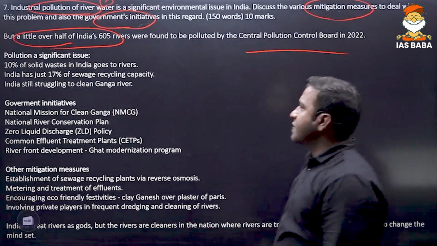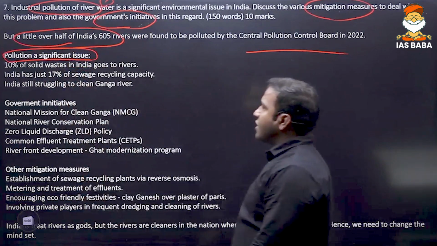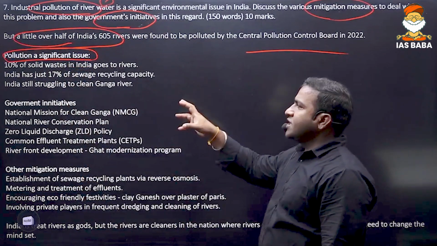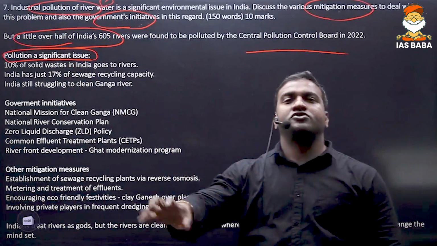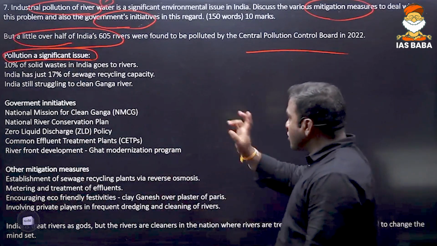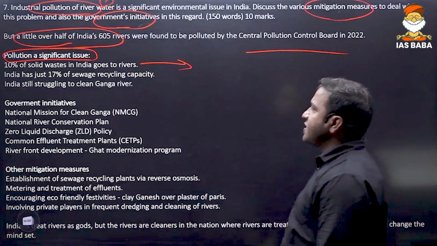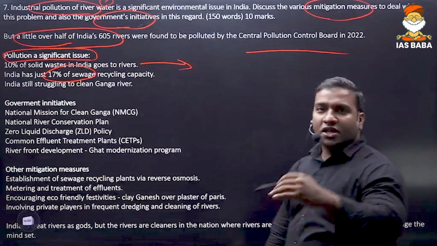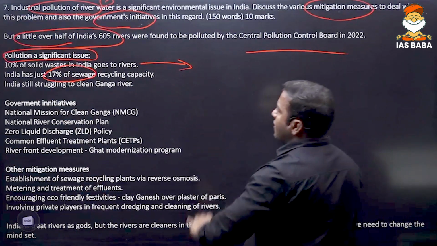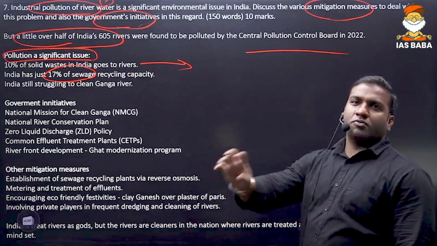Yes, and now pollution is a significant issue. How is it a significant issue? Now 10% of solid waste in India goes to rivers. Forget about liquid waste. 90% of liquid waste goes to rivers, but solid waste also goes to rivers. Then India has just 17% of sewage recycling capacity. So that means the remaining, say somewhere up to 83% of sewage, goes to water bodies directly.